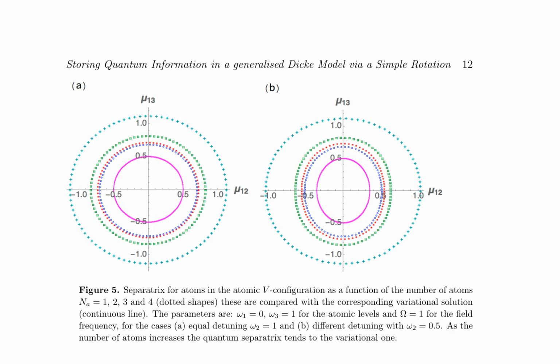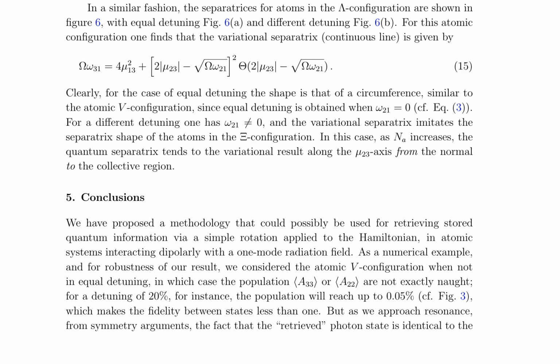The methodology for retrieving stored quantum information in atomic systems interacting dipolarly with a one-mode radiation field is proposed. It focuses on the generalized Dicke model and the use of a simple rotation applied to the Hamiltonian. The study explores various atomic configurations, including the Xi and V configurations, analyzing their separatrix shapes as a function of the number of atoms and detuning values. Figures 4, 5, and 6 provide detailed illustrations of these separatrix shapes for different atomic configurations and detuning conditions.